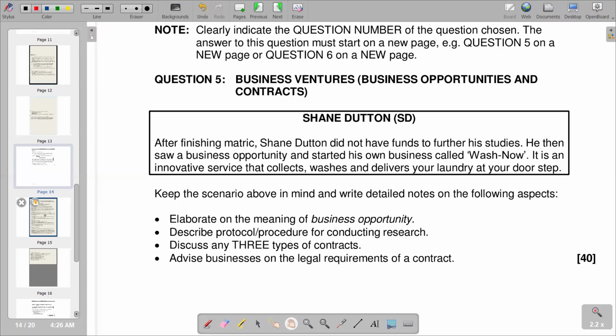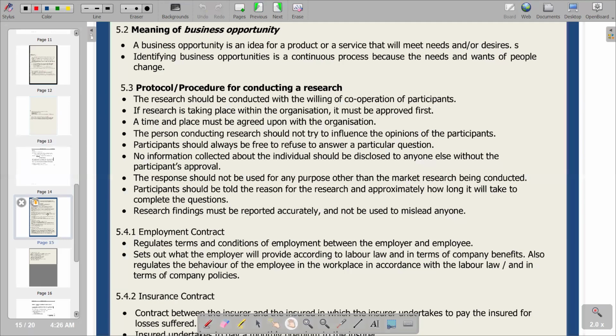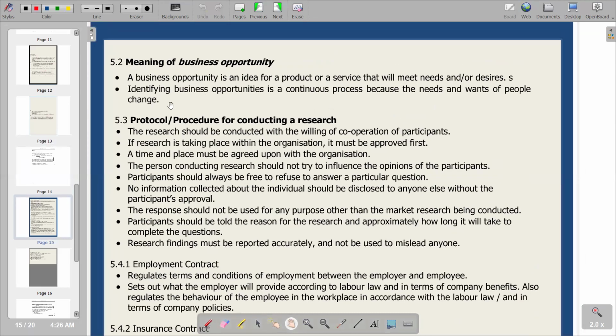We also have a description according to this video that explains a business opportunity. A business opportunity is an idea for a product or service that will meet needs or desires. Then the second point is that identifying business opportunities is a continuous process because the needs and wants of people change. The needs of the business will change from time to time, and that makes it a continuous process.